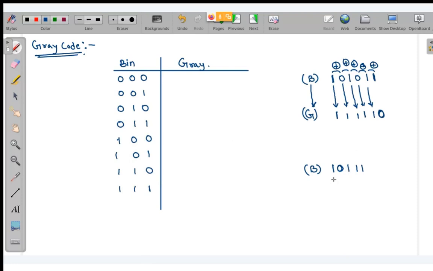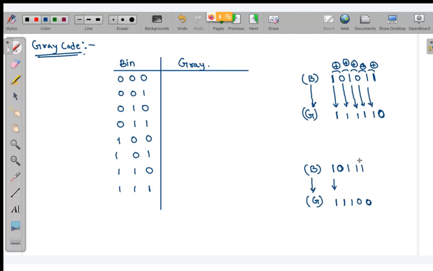So look very carefully. The MSB bit I have to copy into your gray also, so this will be 1. For the next consecutive bits, just XOR them. So 1 XOR 0, that will be 1. 0 XOR 1, again that will be 1. 1 XOR with 1, that will be 0. 1 XOR with 1, again this will be 0. So this is the gray equivalent of the given binary string.